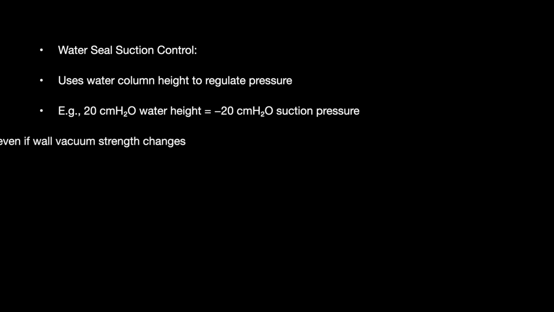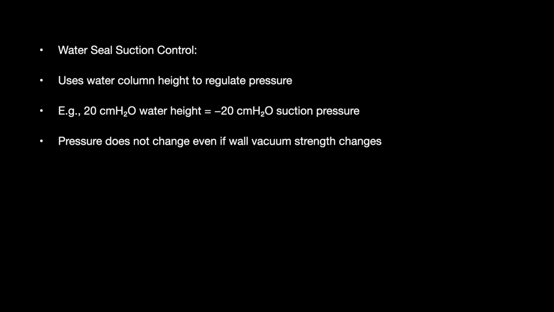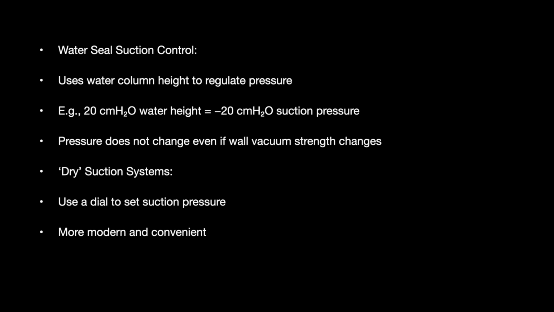How it works is that you use a water seal control, using the water column height to regulate the pressure. A 20 centimeter water height is equal to 20 centimeter suction pressure, negative 20 centimeter. So the pressure doesn't change even if the wall vacuum strength changes. Dry suctioning uses a dial to set the suction pressure. It is more modern and more convenient than this water seal suction that we are using. Still, the suction can't exceed the set limit.